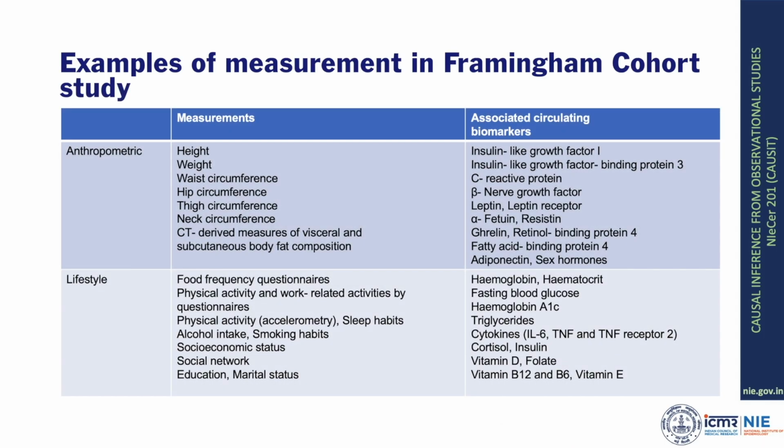In 1948, when the Framingham Heart Study was first established, blood samples for assaying blood glucose and cholesterol concentrations, electrocardiograms, chest radiograms, information on smoking, family history, and anthropometric measures were obtained from all cohort participants. Subsequently, the study expanded its scope by including several new anthropometric measurements, lifestyle questions, and biomarkers as shown in this table.